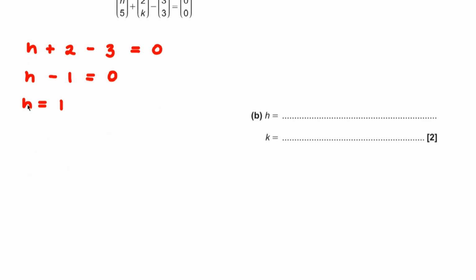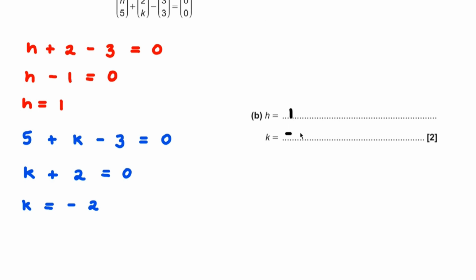And then I've got 5 plus K subtract 3 equals 0. 5 subtract 3, that's 2. So I've got K plus 2 equals 0, which means K equals negative 2. So I've got H equals 1, K equals negative 2.